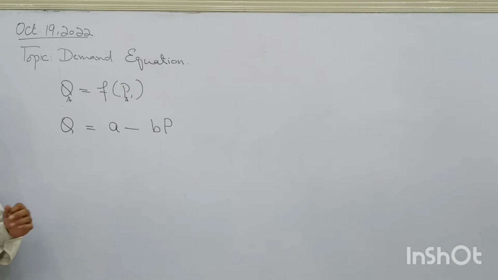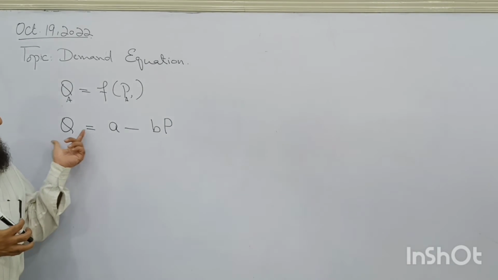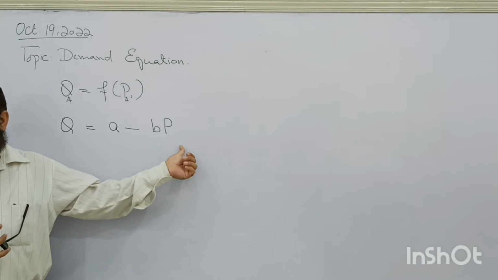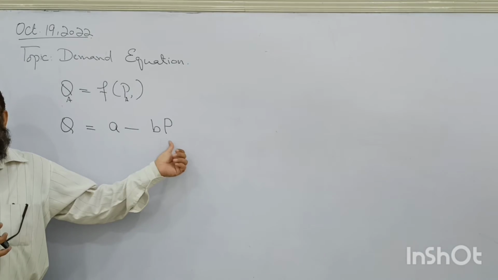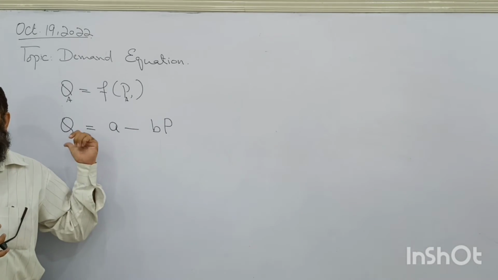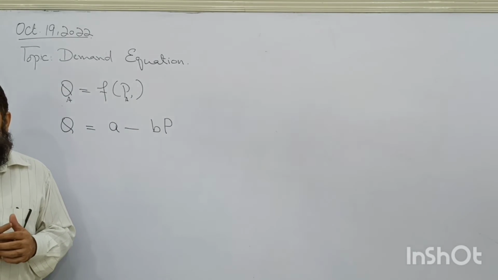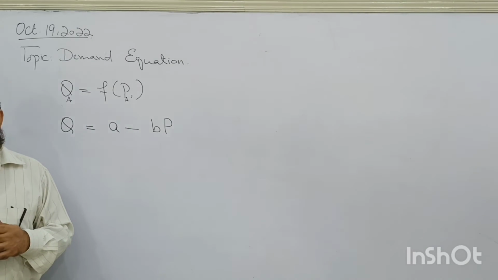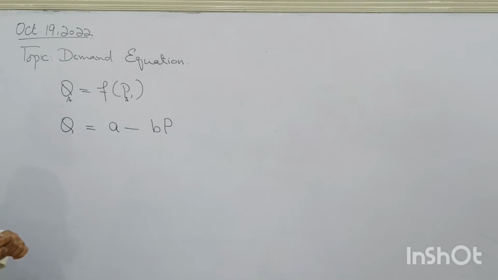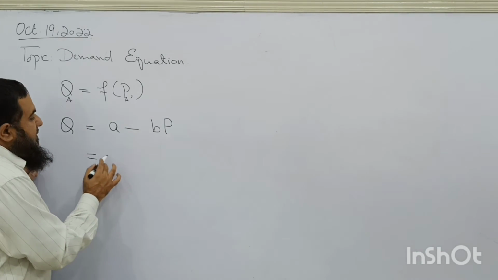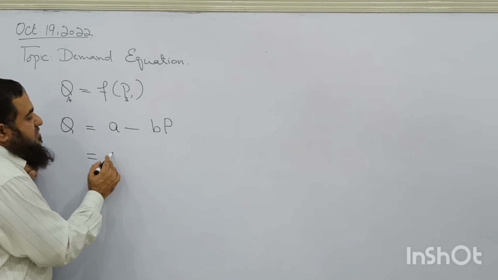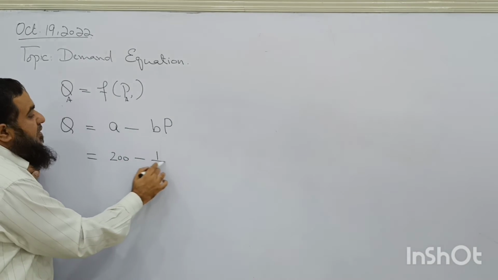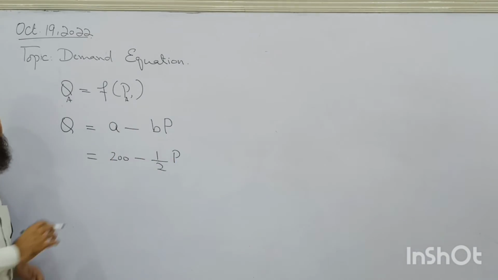First of all, you have to understand what it means. Quantity is negatively related with price. In case of demand, we have an inverse relationship between price and quantity demanded. Alright? So what are these A and B? These are the equation parameters. For example, I write over here A's value is 200 and B's value is 1 by 2 p.